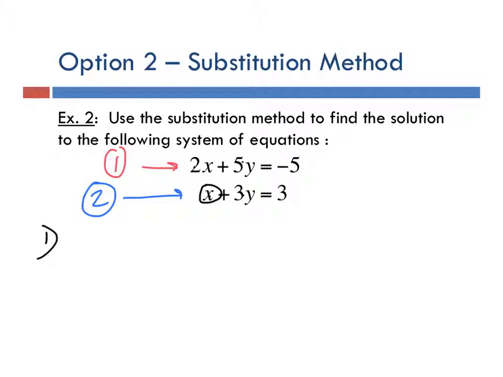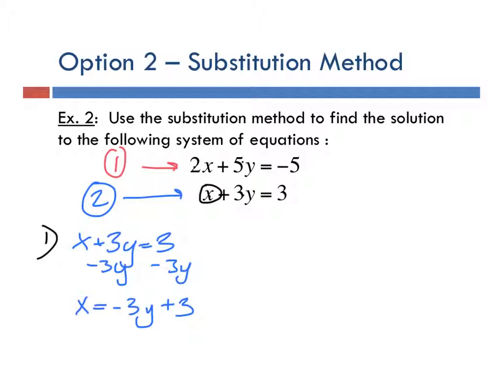First step, solve for our variable. x plus 3y equals 3. What do I need to do to get x by itself? Subtract 3y, rewrite it, and you get x equals negative 3y plus 3. So we got the first step done.